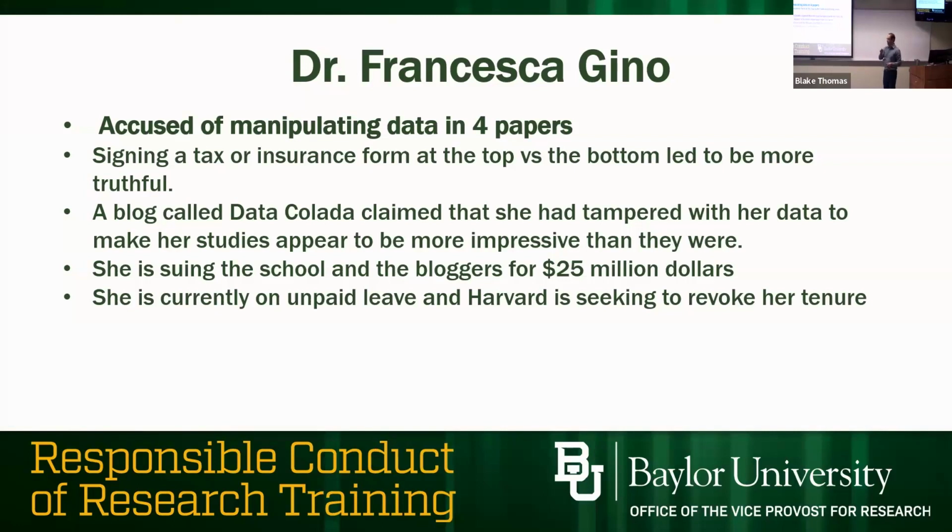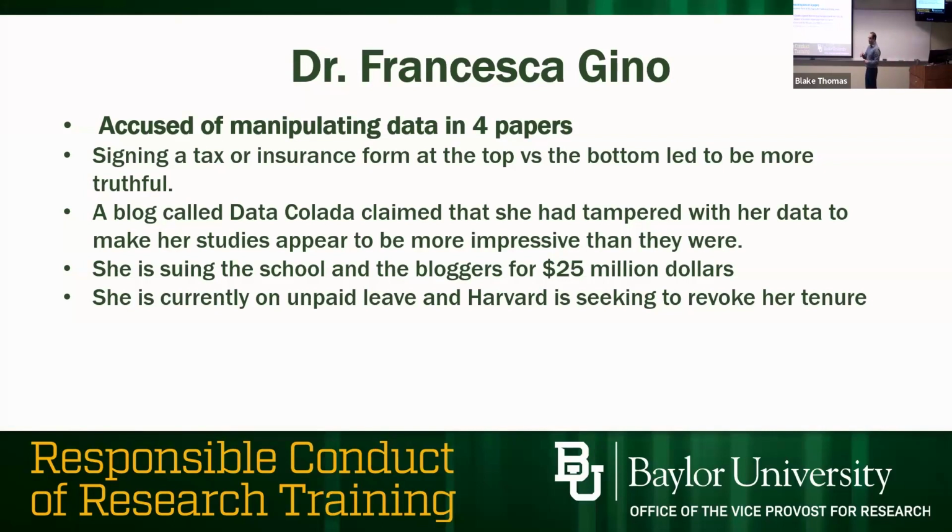So they really did their work to do that. They put it forward and contacted Harvard. She is now suing them, the school and the bloggers, for $25 million. The bloggers had a GoFundMe. They raised like $40,000 for their lawyers and stuff, like everyone involved with this. And she's currently on unpaid leave, and Harvard is seeking to revoke her tenure.